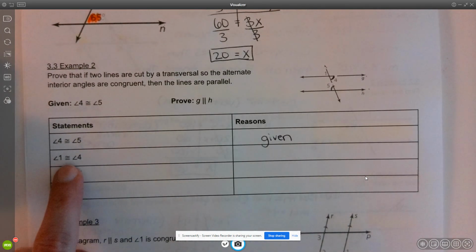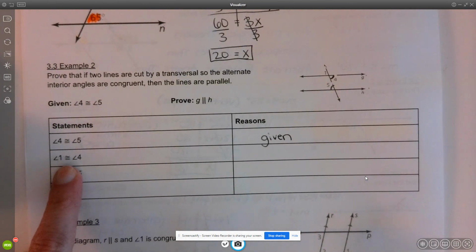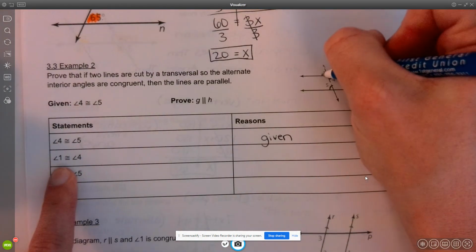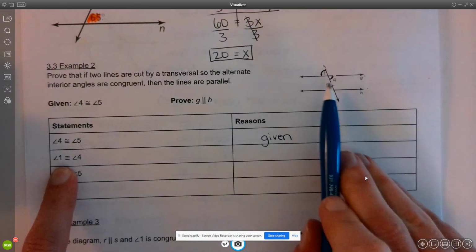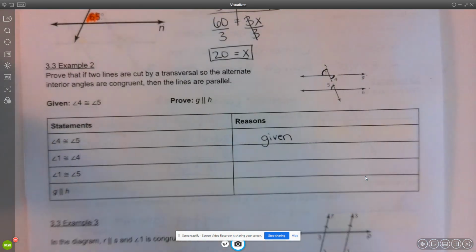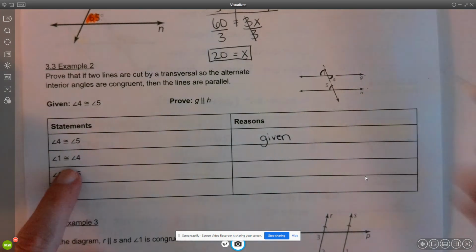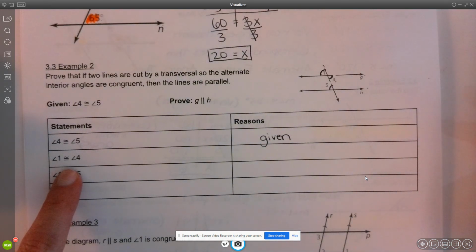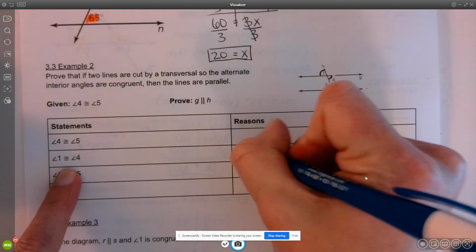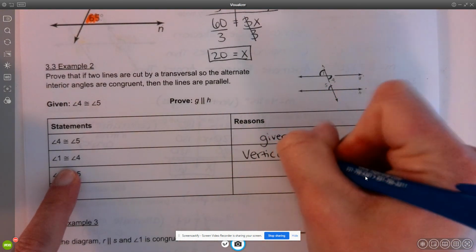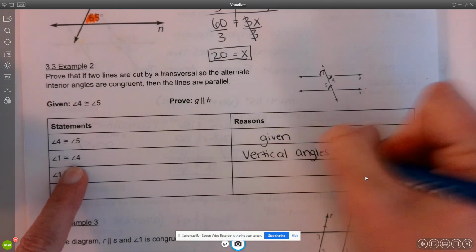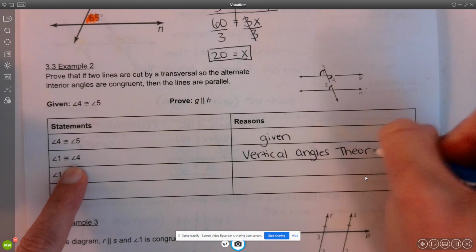So let's go ahead and look at angles 1 and 4. And we want to ask ourselves, okay, we know angle 1 is congruent to angle 4, but why? How do we know that these two angles are congruent? Do they form a special angle pair? And we can see in the picture that angle 1 and angle 4 are vertical angles. So we know that vertical angles are always congruent. So my reason for knowing that angle 1 is congruent to angle 4 is the vertical angles theorem, or the VA theorem.